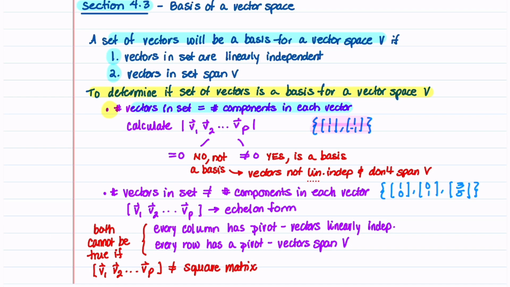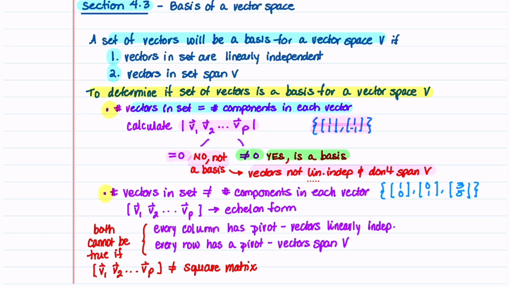So when this is true, when you put it into a matrix, your matrix is going to be a square matrix. So what you can do is you can put these vectors into a determinant, because again, it's going to be square. If the determinant is equal to 0, then your vectors do not form a basis. They are not linearly independent and they don't span V. Or if it's not equal to 0, it is going to be a basis, and the vectors are linearly independent and they span V.